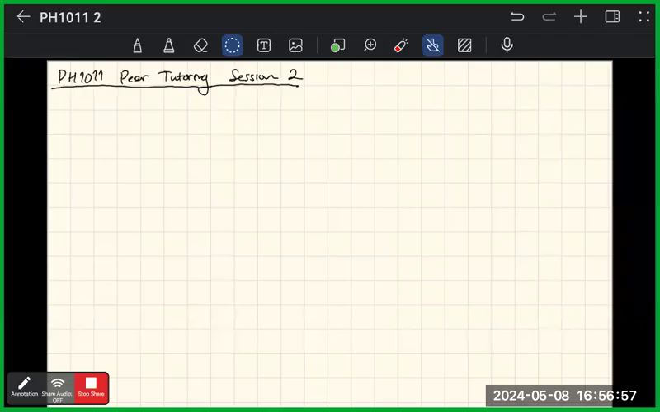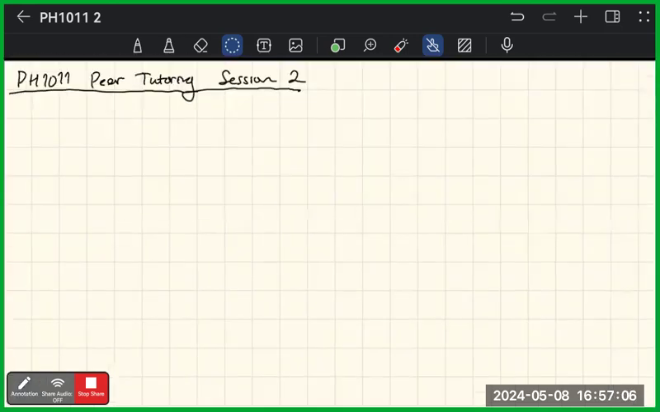Okay, hey guys. Today let's continue our peer tutoring session, which is our second session. For this session, we'll talk mostly about dynamics, but we will touch on all of the mechanics material, the dynamics material. So I think from watching the first and second session, you guys will already be set up for quiz one.